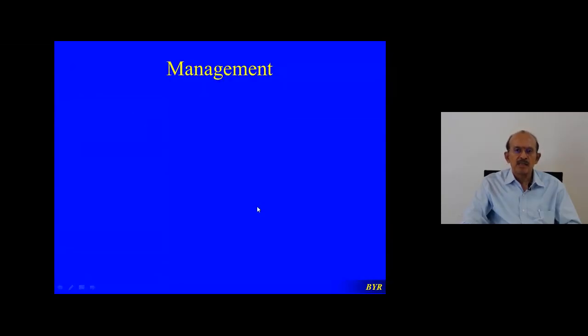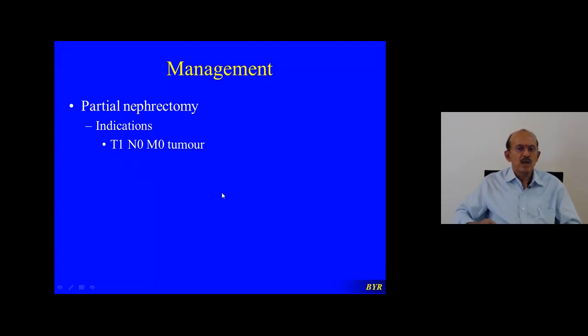Management of renal cell carcinoma: partial nephrectomy. Because it arises from one pole of the kidney, partial nephrectomy can be done in some cases. What are the indications? T1, N0, M0 tumor. What is a T1 tumor?